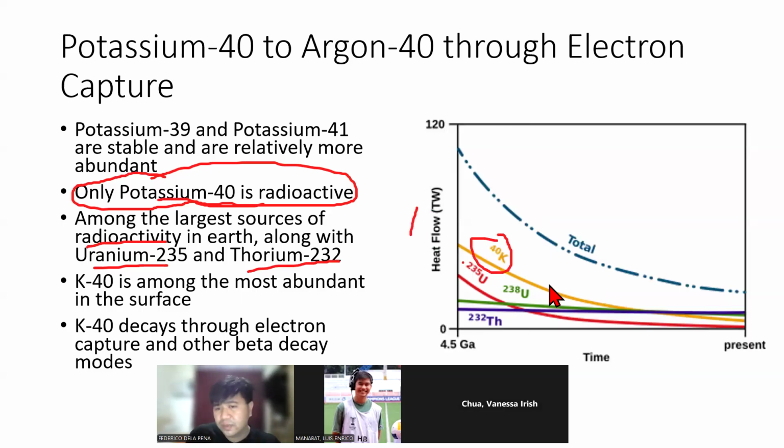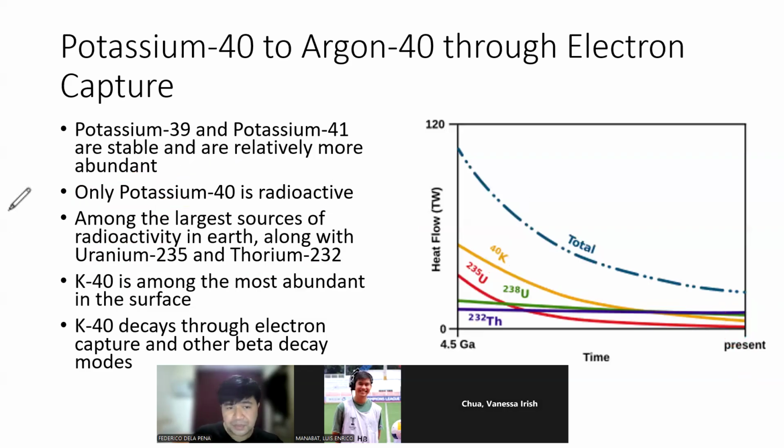Actually, at the present time, probably the biggest source of radioactivity is thorium-232, followed by uranium-238, then potassium 40, and then uranium-235.